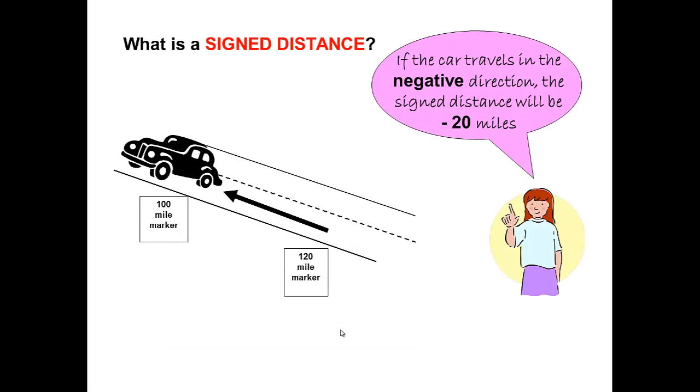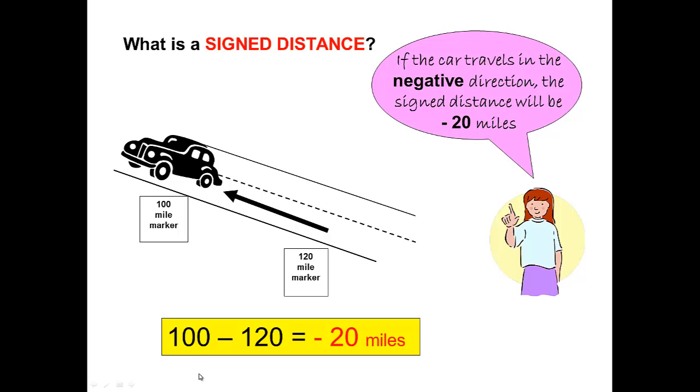If the car travels home in the other direction and passes the 120-mile marker first and then the 100-mile marker, then we have the opposite case. If the car travels in a negative direction, the signed distance will be negative 20, and we represent that with 100 minus 120, which equals a negative 20 miles.